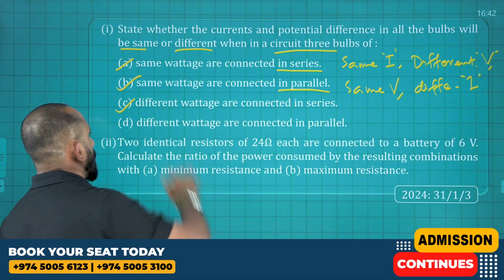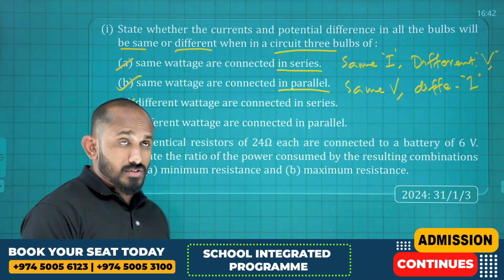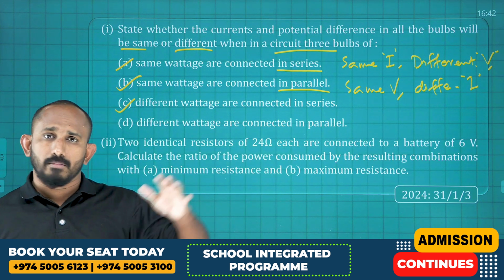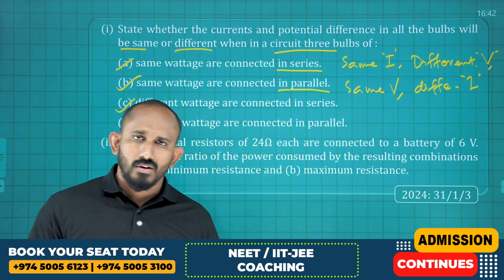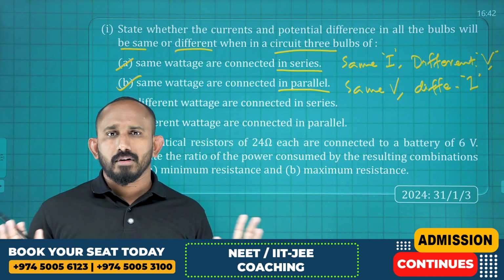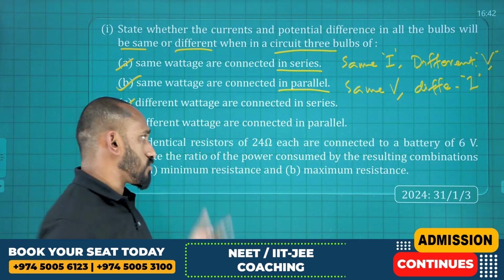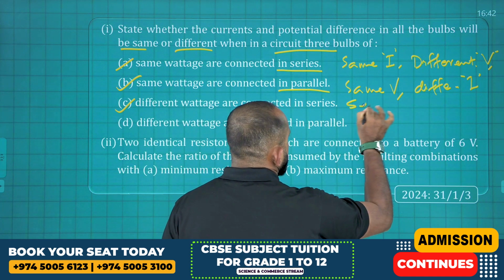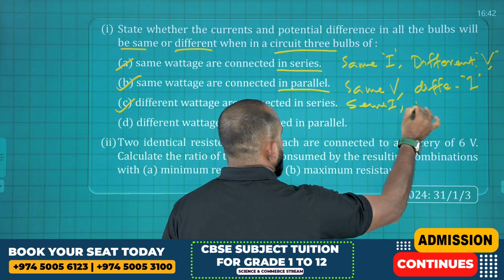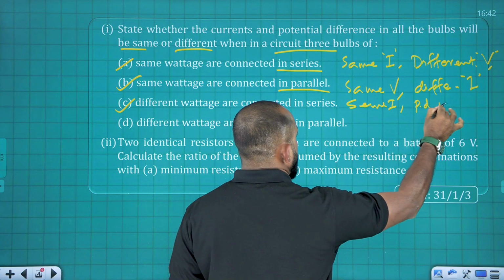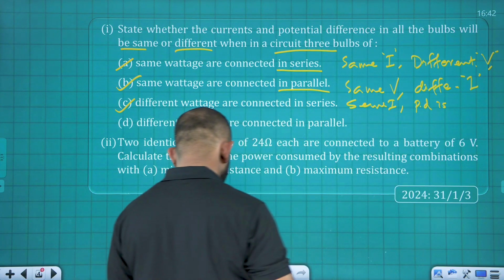Now see, different wattages are connected in series, different powers, but in series they are connected. In series, one rule is confirmed: current will be the same. So the same current is there, but the potential difference or the voltage is different.